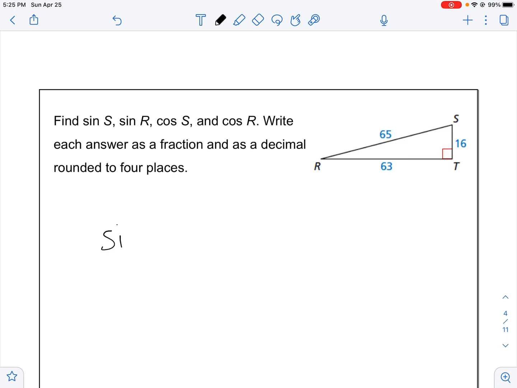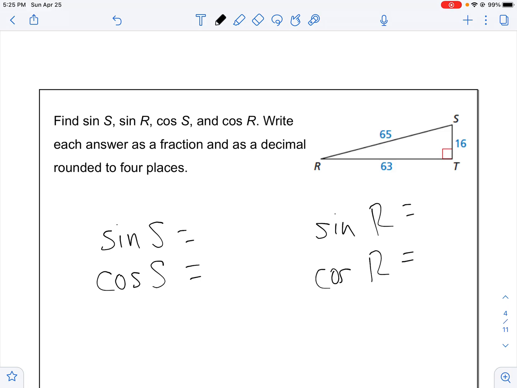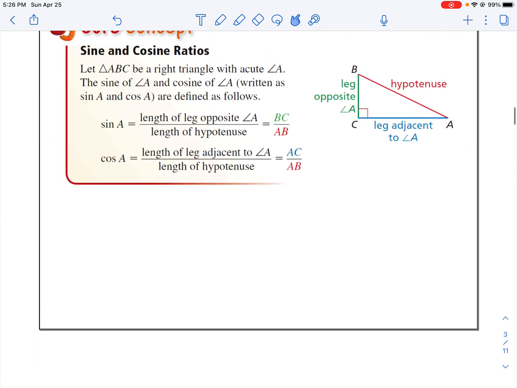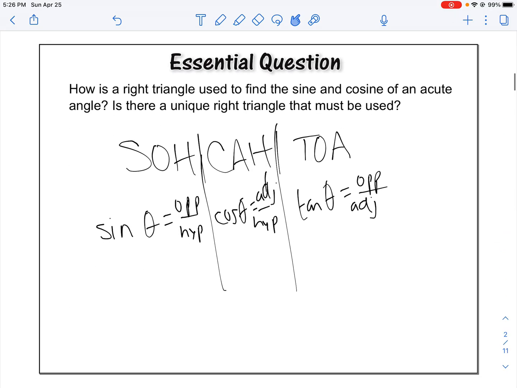All right, so it says find sine of S, cosine of S, sine of R, and cosine of R. This is our theta. We know sine is opposite over hypotenuse, and cosine is adjacent over hypotenuse. So if you remember SOHCAHTOA like we just looked at, you've got everything you need here.